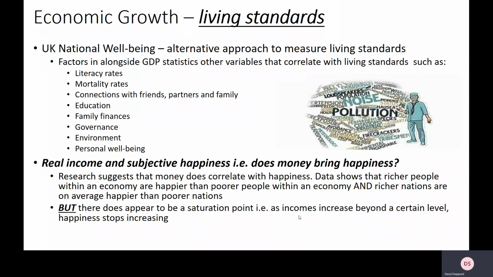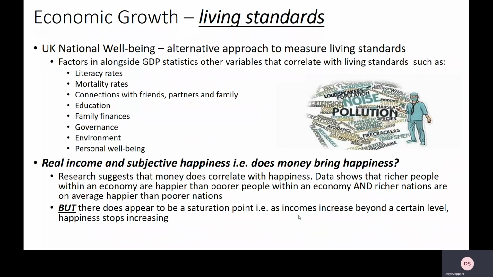Something that we often use in the UK is something called the UK National Wellbeing. What this will do, it will look at GDP, because that's really important for living standards. But it will also look at things like literacy rates, so access to education, mortality rates, so death rates across society, how well connected people are with friends, partners, and family, state of family finances, have people got savings? Have they got wealth? The quality of government, what is happening with the environment, personal well-being. So all these other things should be considered when we measure living standards in a country.